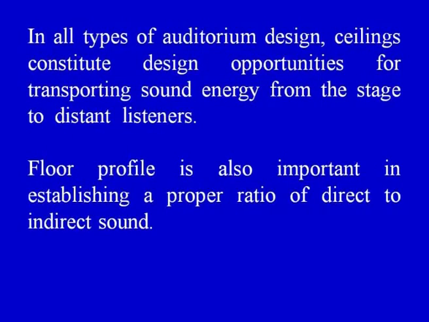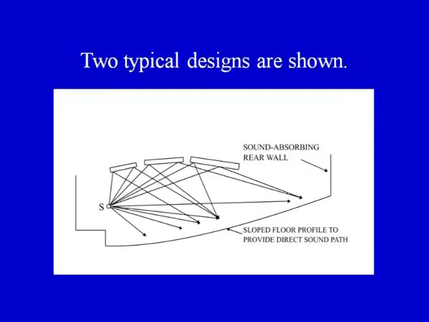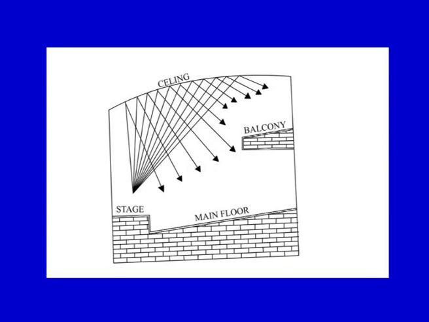In all types of auditorium design, ceilings constitute design opportunities for transporting sound energy from the stage to distant listeners. Floor profile is also important in establishing a proper ratio of direct to indirect sound. Two typical designs are shown for the floor profiling and for the design of the ceiling. A balcony is also shown in this figure.